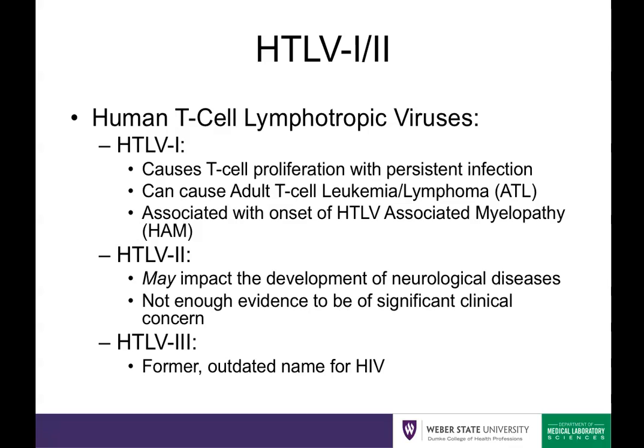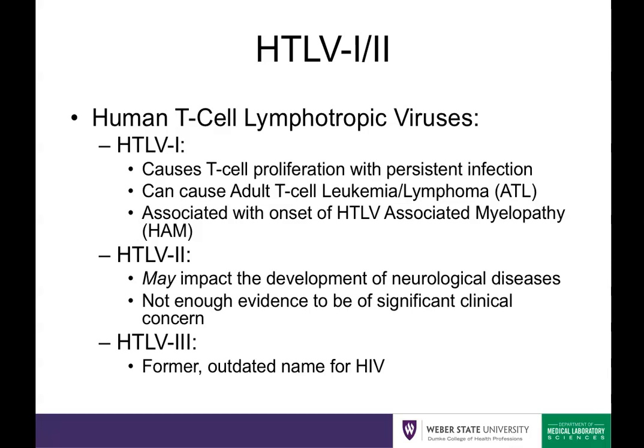Okay, on to HTLV 1 and 2. HTLV stands for human T-cell lymphotropic viruses, and just as a quick definition for all of these, HTLV-1 causes T-cell proliferation with persistent infection, and it can also cause adult T-cell leukemia and lymphoma, or ATL. It's also associated with a bunch of neurological diseases, one of the most important or prominent of which being the onset of HTLV-associated myelopathy, or HAM, and HTLV-2 may impact the development of neurological diseases.